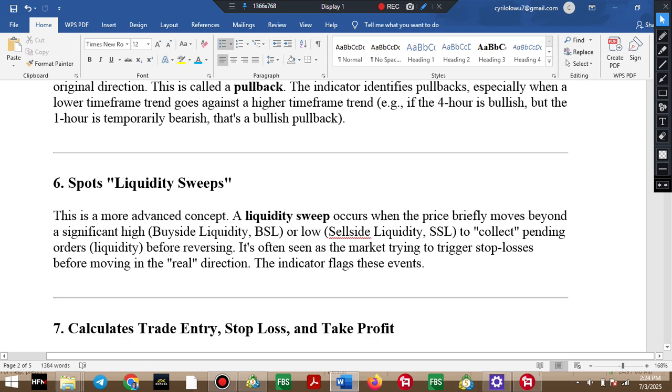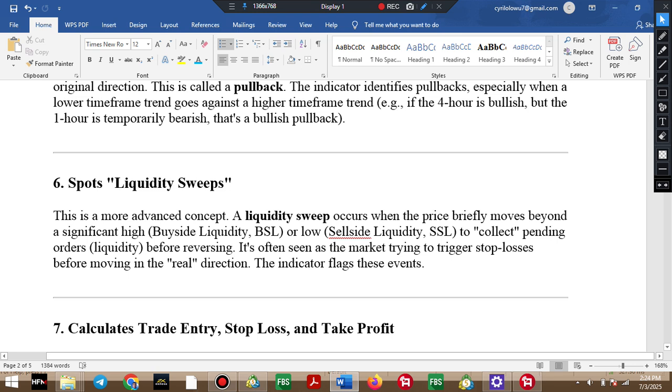A liquidity sweep occurs when the price briefly moves beyond a significant high or low, that means buy side liquidity, which is BSL, or sell side liquidity, which is SSL, to collect pending orders. That is, to take out some traders who probably put stop losses or pending orders like stop limit, buy limit, and others. So this move takes them out before reversing. It is often seen as the market trying to trigger stop losses before moving in the real direction.